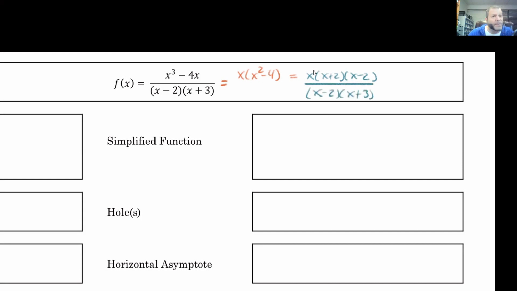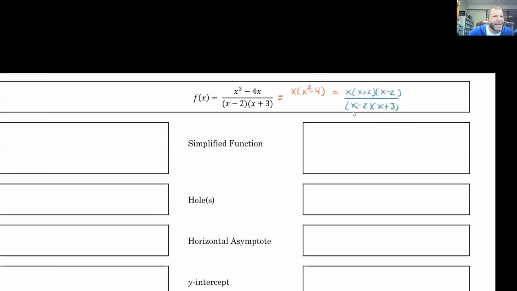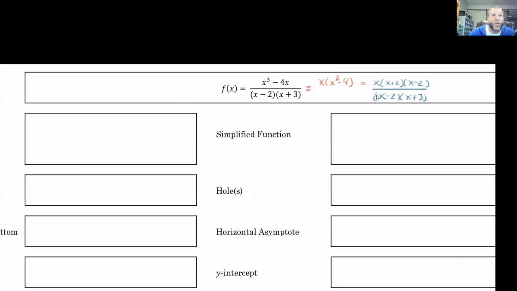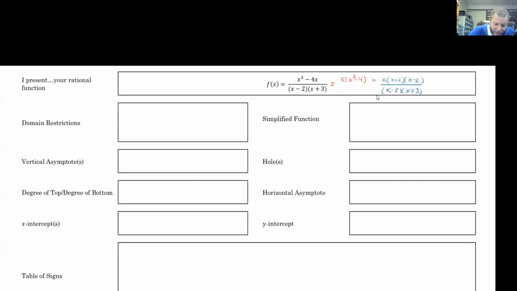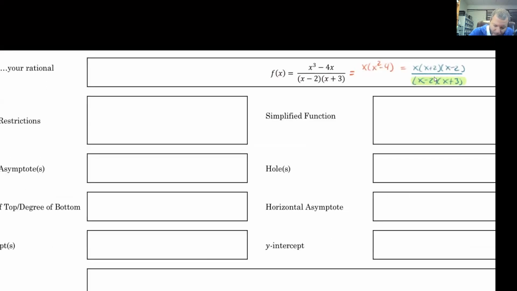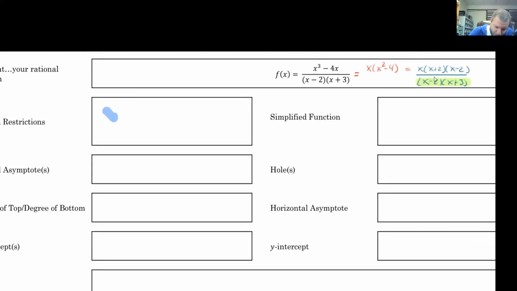The biggest mistake students make at this point is they cancel like factors too quickly. Before you do this, I would really recommend finding your domain restrictions, which occur whenever the denominator is equal to 0. If you cancel too quickly, you run the risk of forgetting that there was a domain restriction. So in this case, our domain restrictions occur when x minus 2 is equal to 0, so x is equal to 2, and also when x plus 3 is equal to 0, which is when x is equal to negative 3.